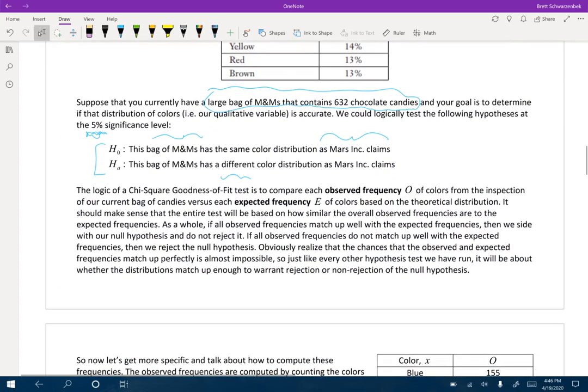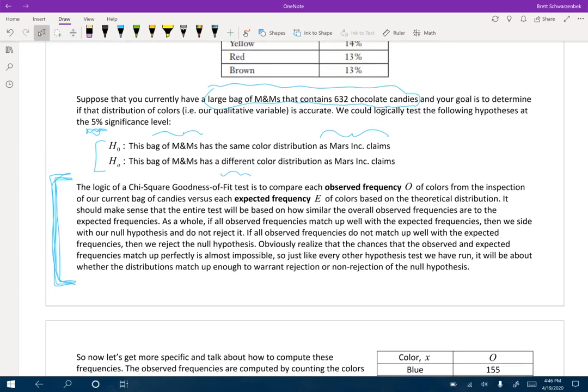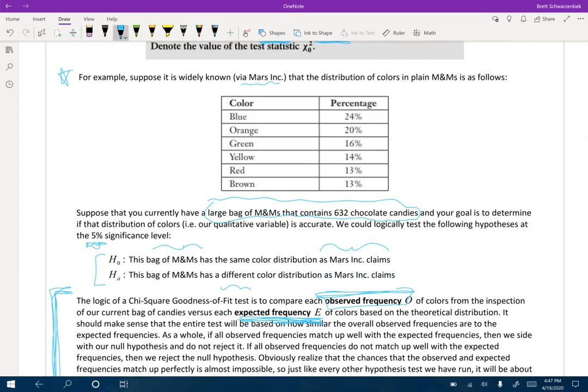So let's talk about the logic of a goodness of fit test for chi-square. So you need to listen carefully here. This is very important. The better you understand the logic, the easier it's going to be just to do. So it says the logic of the chi-square test is to compare each observed frequency O of colors in the inspection of your current bag. So basically your O's are coming from counting your bag of 632 M&Ms, and you're comparing that to the expected frequency E of the Mars Inc. claim.